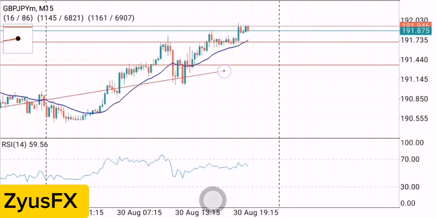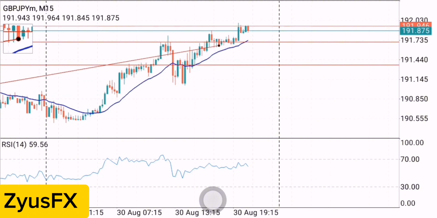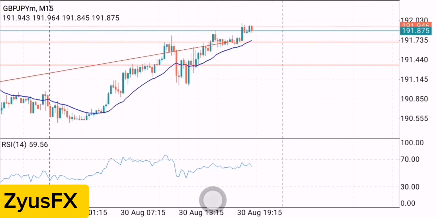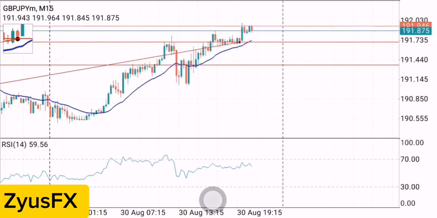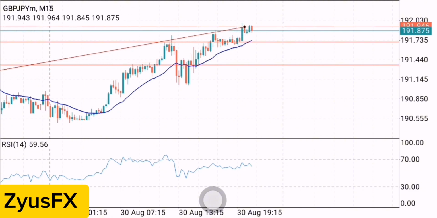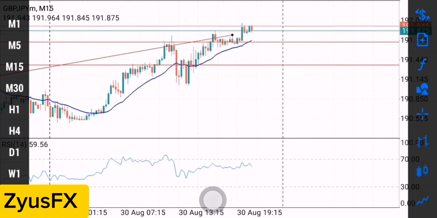Price did not break back into the level, so it respected that level it has broken, and what we are seeing here is a continuation. Price consolidated for a while around the area before finally pushing up. So this is what we identify as a break and retest strategy.